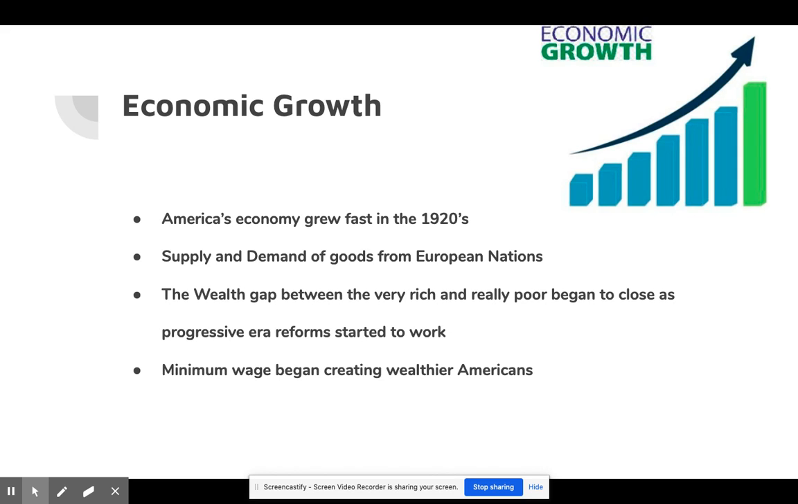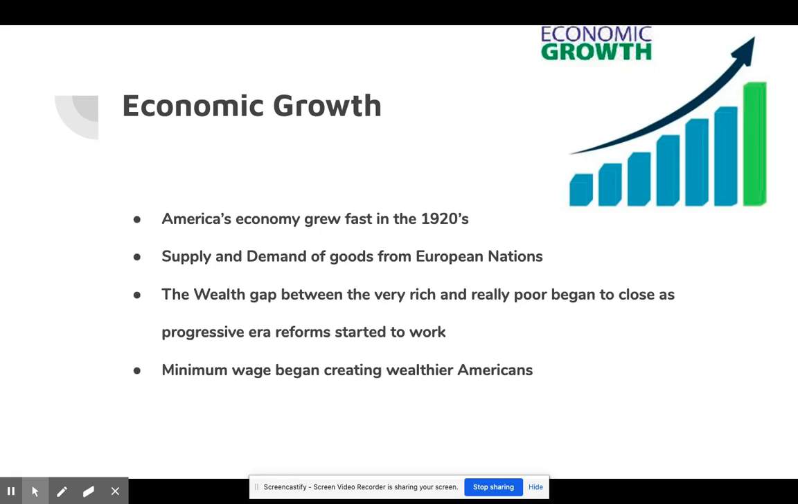So we're going to go ahead and start talking about economic growth to give you guys an idea of what that really was during this time. America's economy grew fast in the 1920s. Supply and demand of goods from European nations were very, very high. The wealth gap between the very rich and the really poor began to close as progressive era reforms started to work during this 1920s time period. Minimum wage began creating wealthier Americans. So overall, the economy was well.